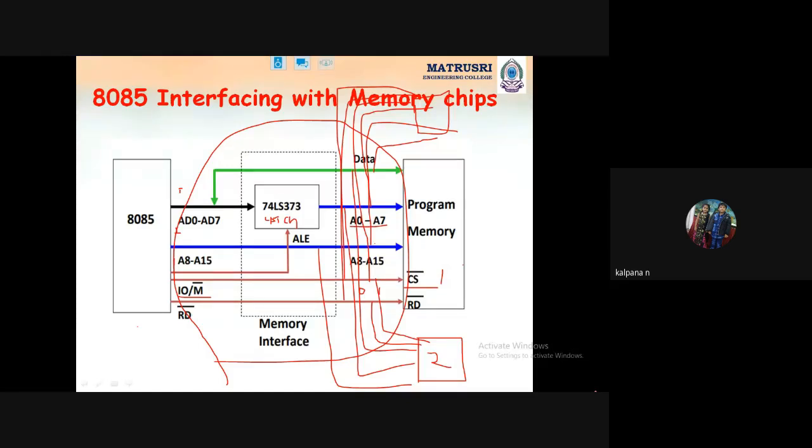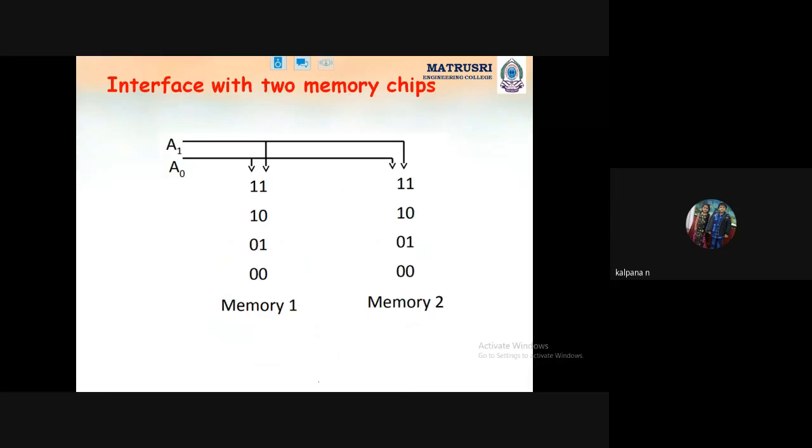Understand? One means only one line. Two, three chips means like this, from this. From green to 3, blue to 3, this blue to 3, red to 3, this red to 3. Now see here, this is the one memory and this is the second memory.